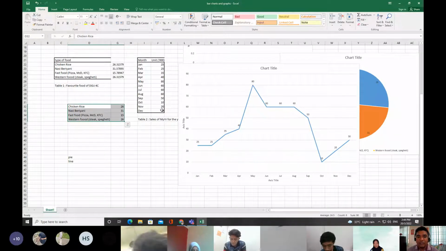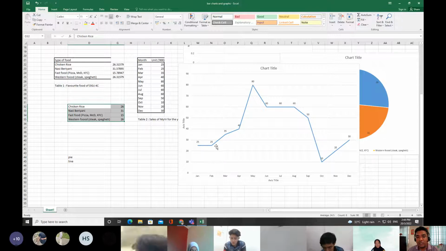But data for sales of MyVi is different because it is dependent between one another. It is data on the one same thing. So January they are selling MyVi. February they are also selling MyVi. So it is data looking at the sales of MyVi. There is no different or independent data in this chart. So you can create a line chart, and you can see the movement of the chart. As you can see here, from January to February, the data is constant. So there is no change.